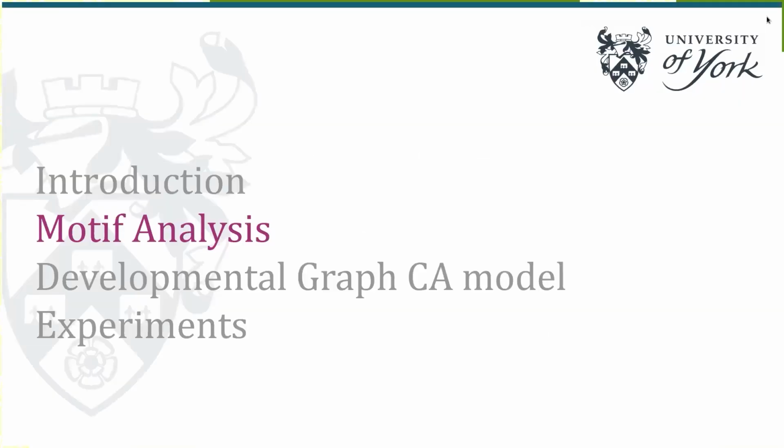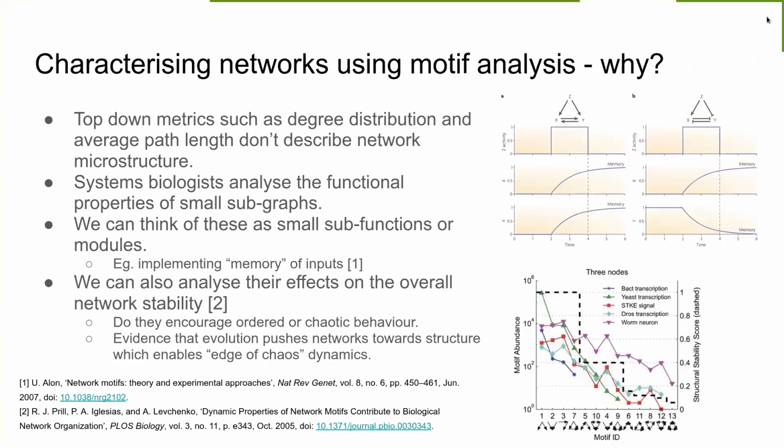So I'll now introduce the concept of analyzing graphs in terms of motifs, which is a method from systems biology. So why would you want to do this? The top-down metrics from graph theory, like degree distribution and average path length, don't give you much description of the network microstructure, and often the functional properties of the system arise from that microstructure. For example, at the top right, there's a little three-node motif, which is called a regulating mutual triad by Uri Alon. That can implement things like memory. So a stimulus to node Z is then remembered by that little motif.